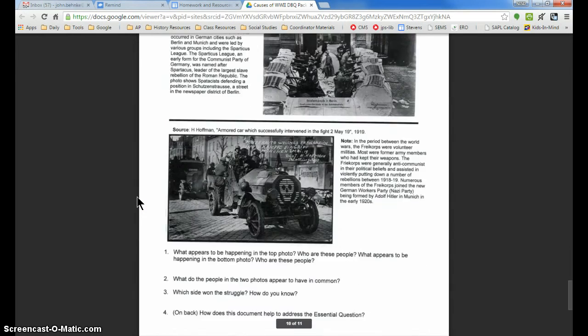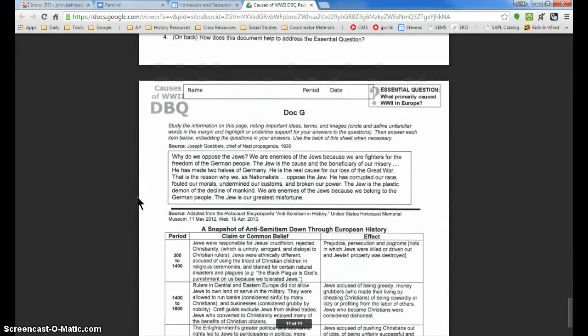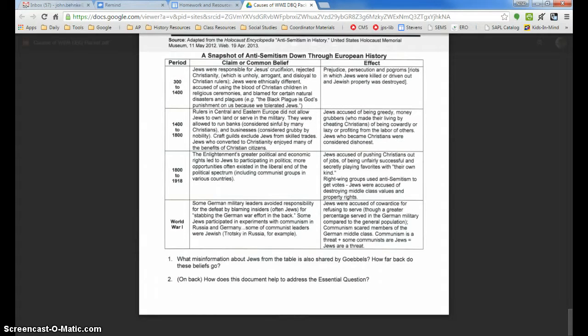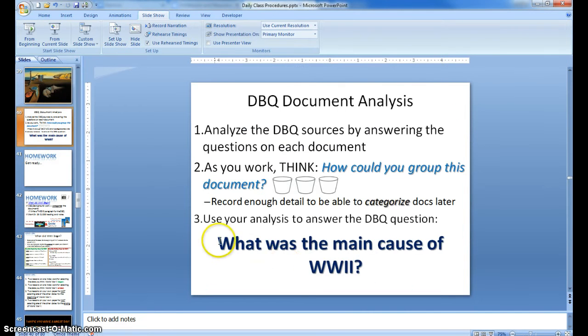So at document F, you only have documents A through G. The reason we have these documents is you're going to answer the question: What was the main cause of World War II? That's up to you. You've got 7 documents you can pick from. You can say, this was one cause and this was another cause, but the main cause of World War II was this, and then use evidence to prove your answer. That's where we go to the next part.